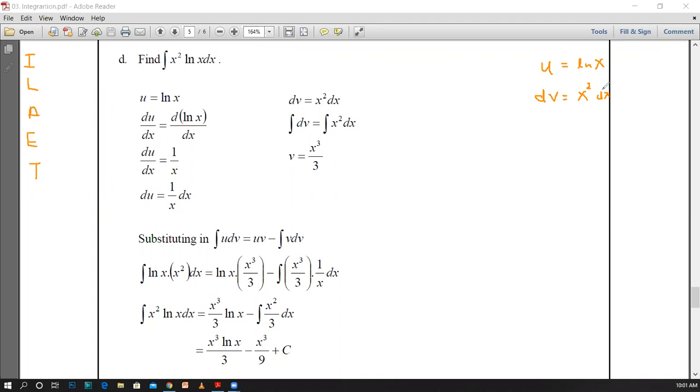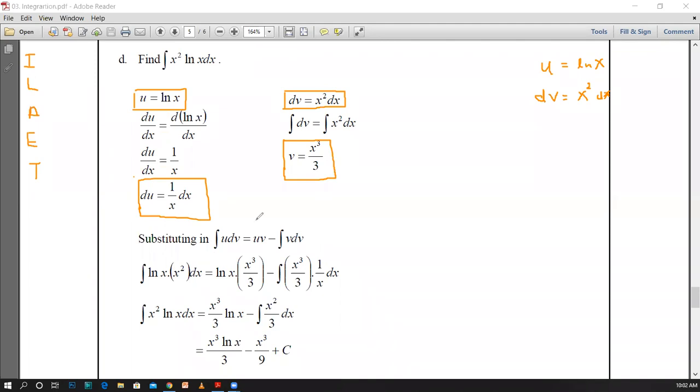Then applying the concept, we can take the values for du by taking the derivative of ln x with respect to x. Since u is ln x, we take the derivative of u with respect to x. Therefore, du equals 1 over x dx. Then the quantity for dv is x squared dx. If you integrate both sides, you get v equals x cubed divided by 3.